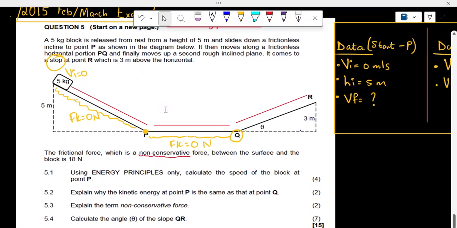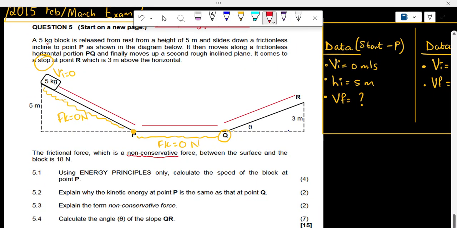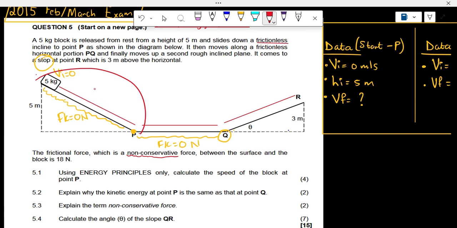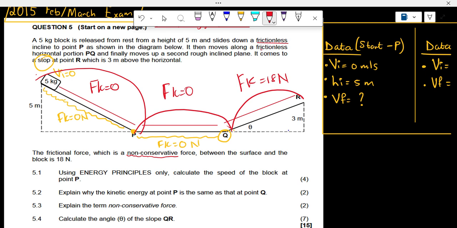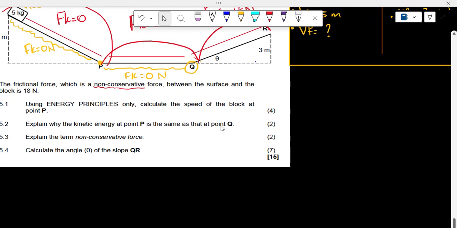Let's quickly confirm that we read everything correctly. So, release from rest down a frictionless incline from P to Q. From the start all the way to P, we don't have any friction, and then it moves along a frictionless surface. From P to Q, the friction is 0. However, from Q to R, the friction is 18 newtons. Now they want the speed.